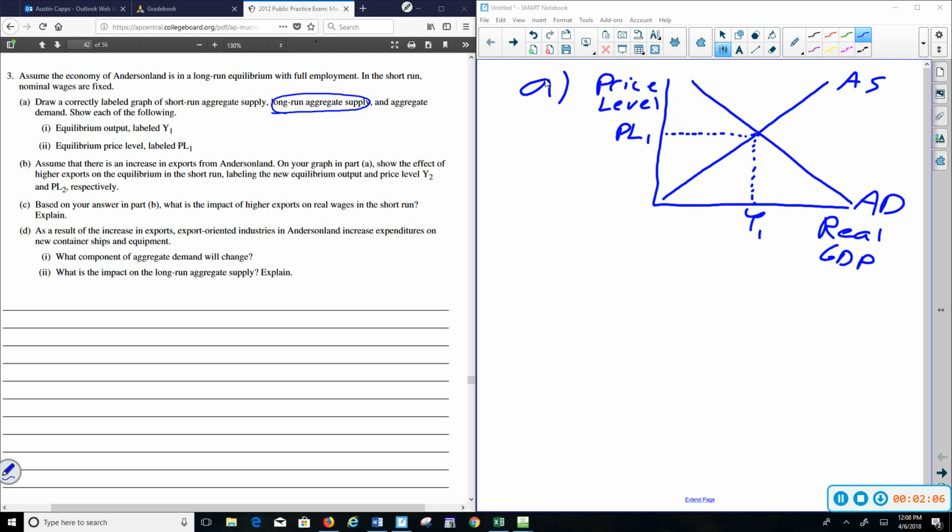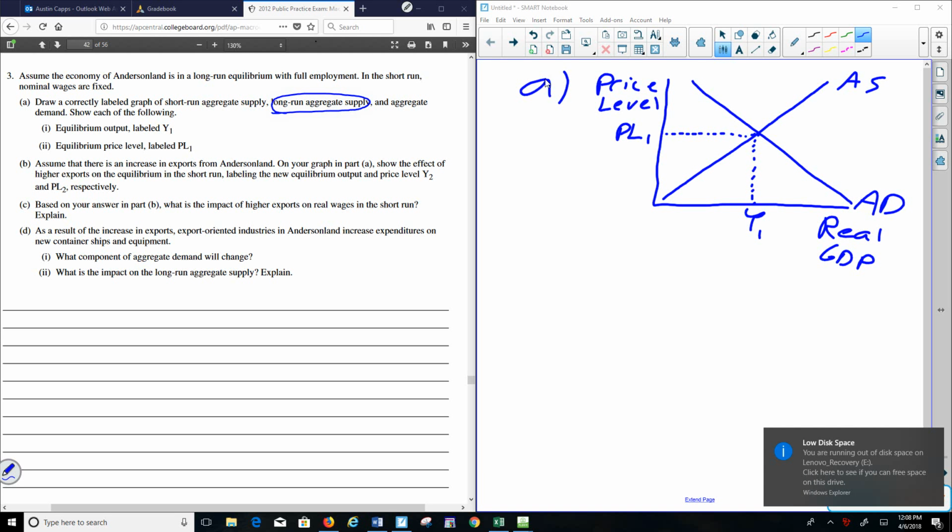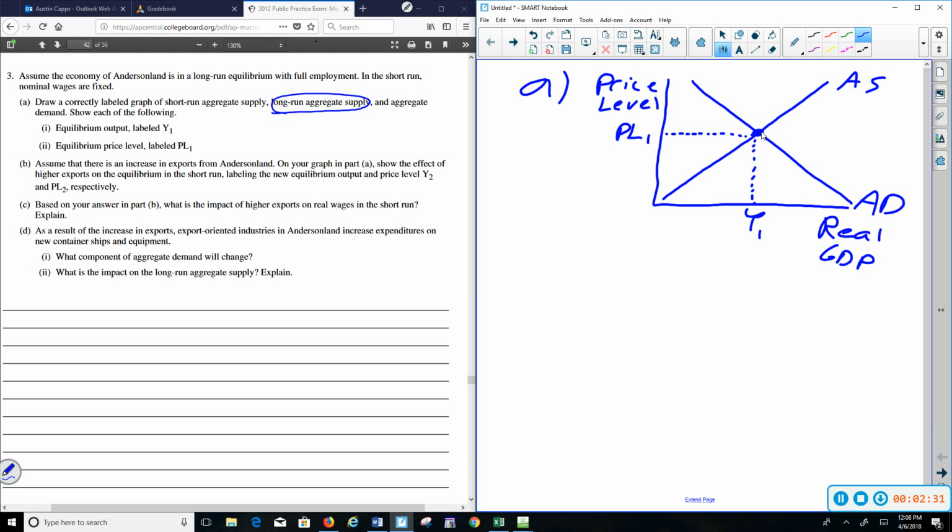So the long-run aggregate supply curve is going to be a vertical, straight up and down curve at some value of real GDP on the x-axis. Now that curve can be placed in one of three positions in relationship to our equilibrium point. Remember, our equilibrium point is right here where the curves cross. That curve, the long-run aggregate supply curve, could either be to the left of that dot, to the right of that dot, or run straight through the center of that dot, that equilibrium point.